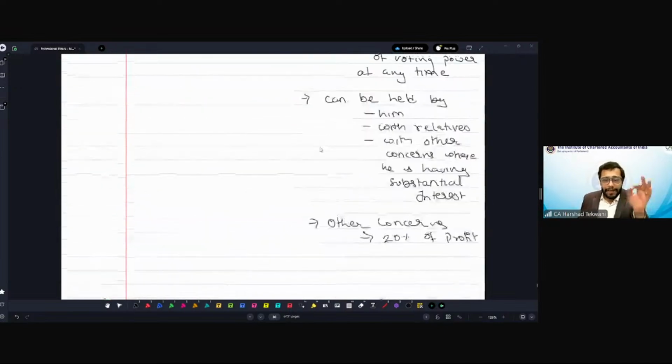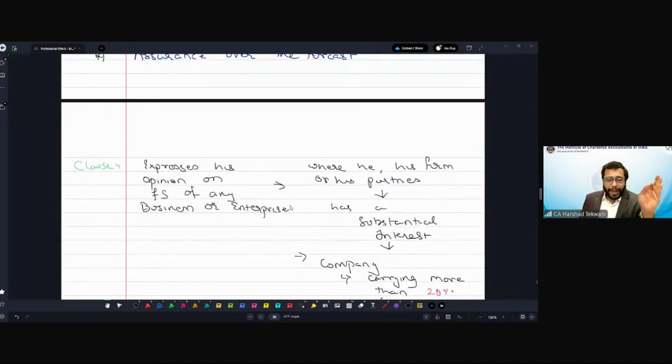Clear? So this particular clause 4 covers a member who expresses his opinion on the financial statement of any business or enterprise where he, his firm or his partners have a substantial interest. Any doubt?